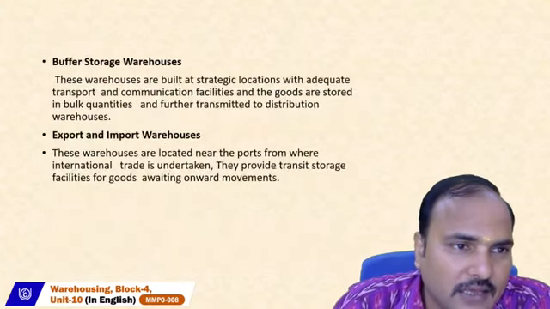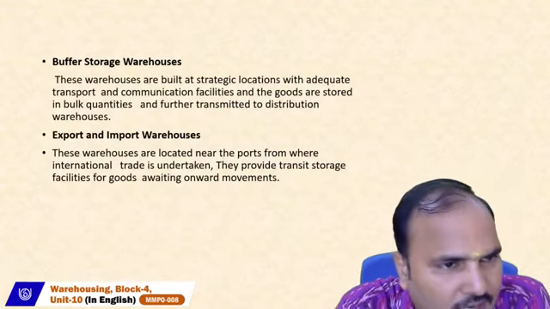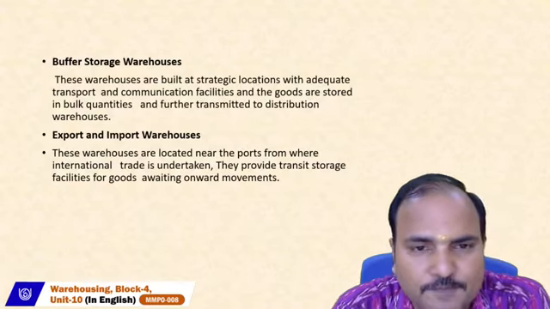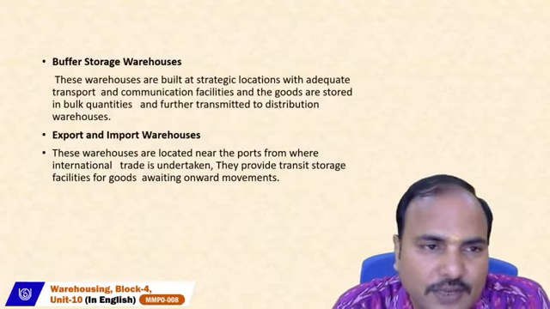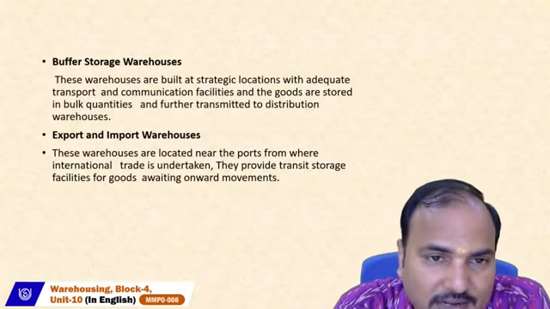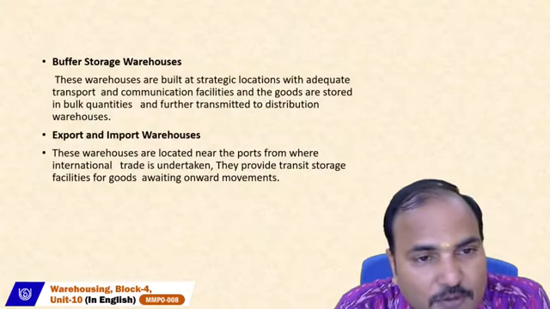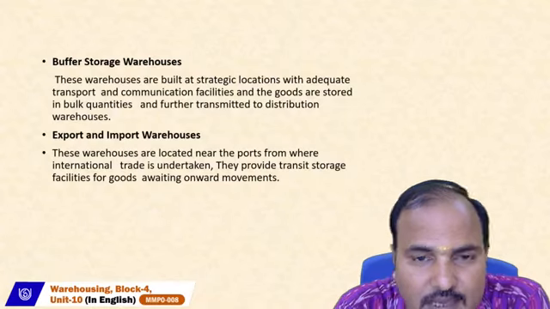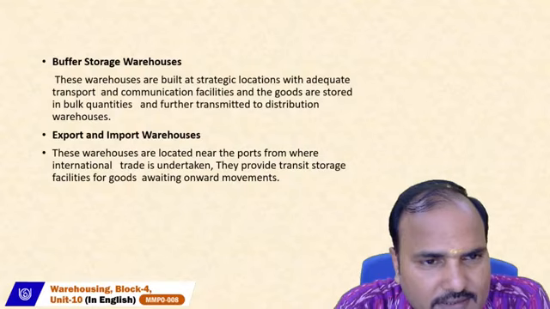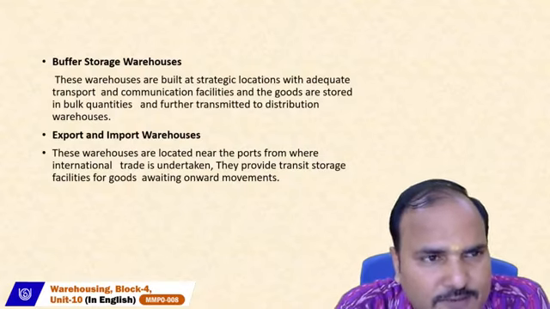So, how many warehouses have we discussed already? Five to six warehouses. Another category is the buffer storage warehouse. What is that? These warehouses are built at a strategic location with adequate transport and communication facilities, and the goods are stored in bulk quantities and further transmitted to the distribution warehouses.